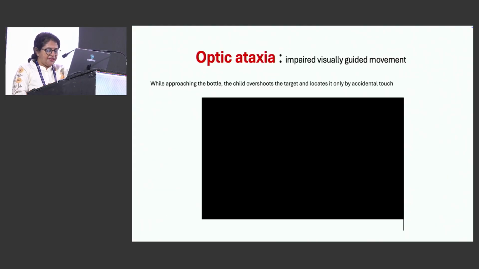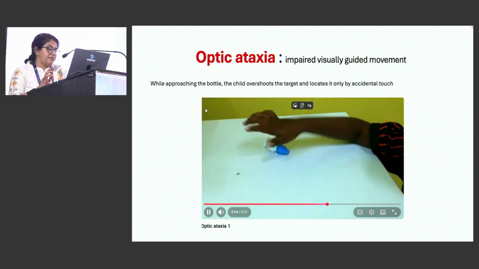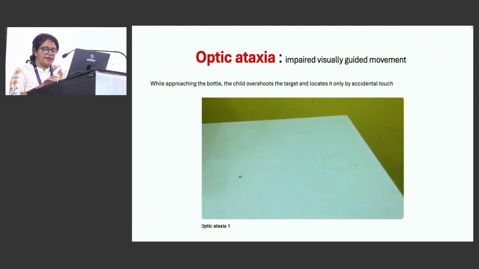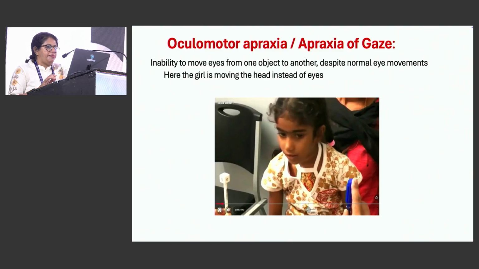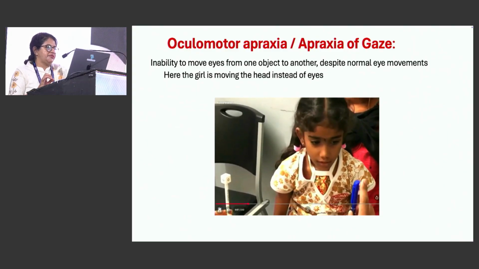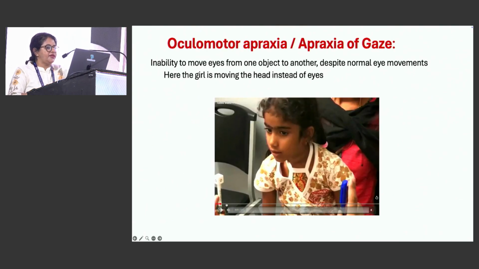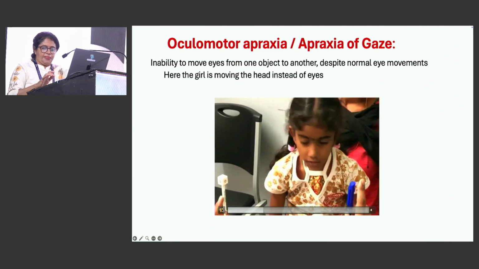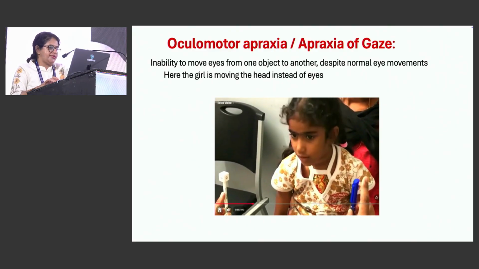And optic ataxia, that is another one, that is impaired visually guided movements. The child is not able to catch the bottle, it is overshooting. And oculomotor apraxia or apraxia of gaze, here there is inability to move the eyes from one object to another despite normal eye movements. Here the girl is moving the head instead of the eyes.